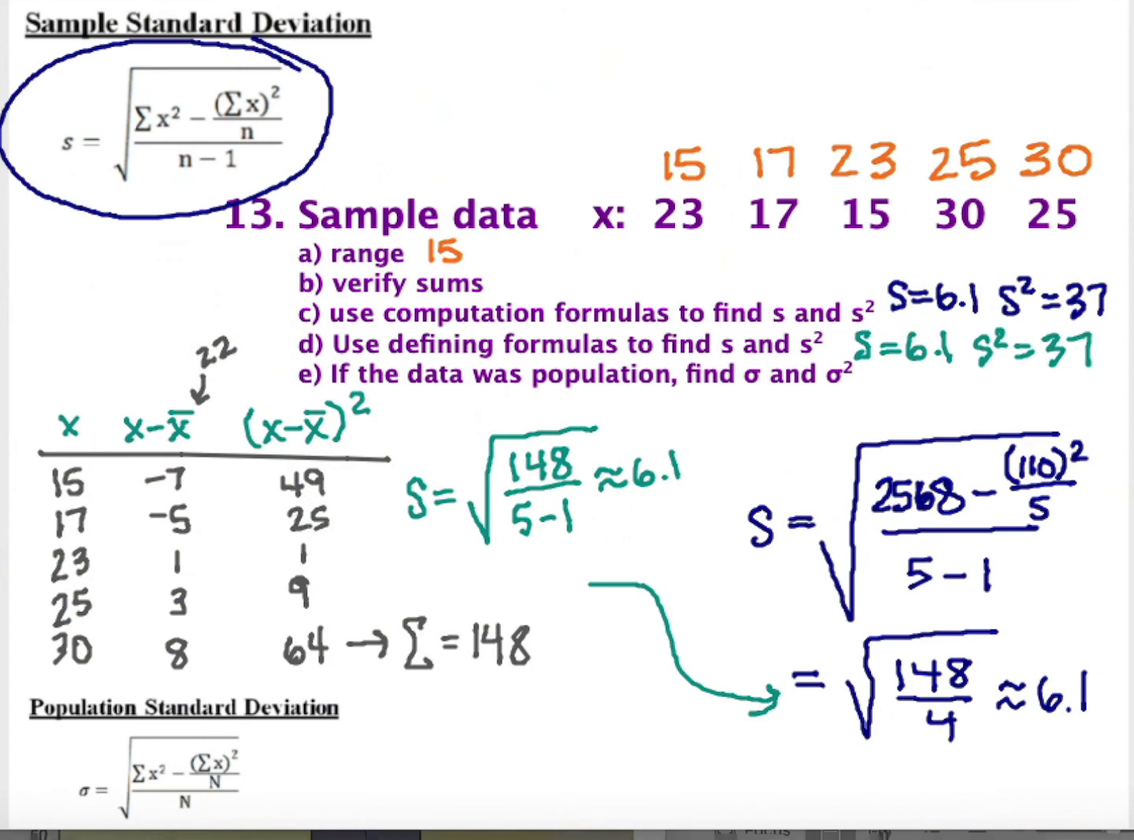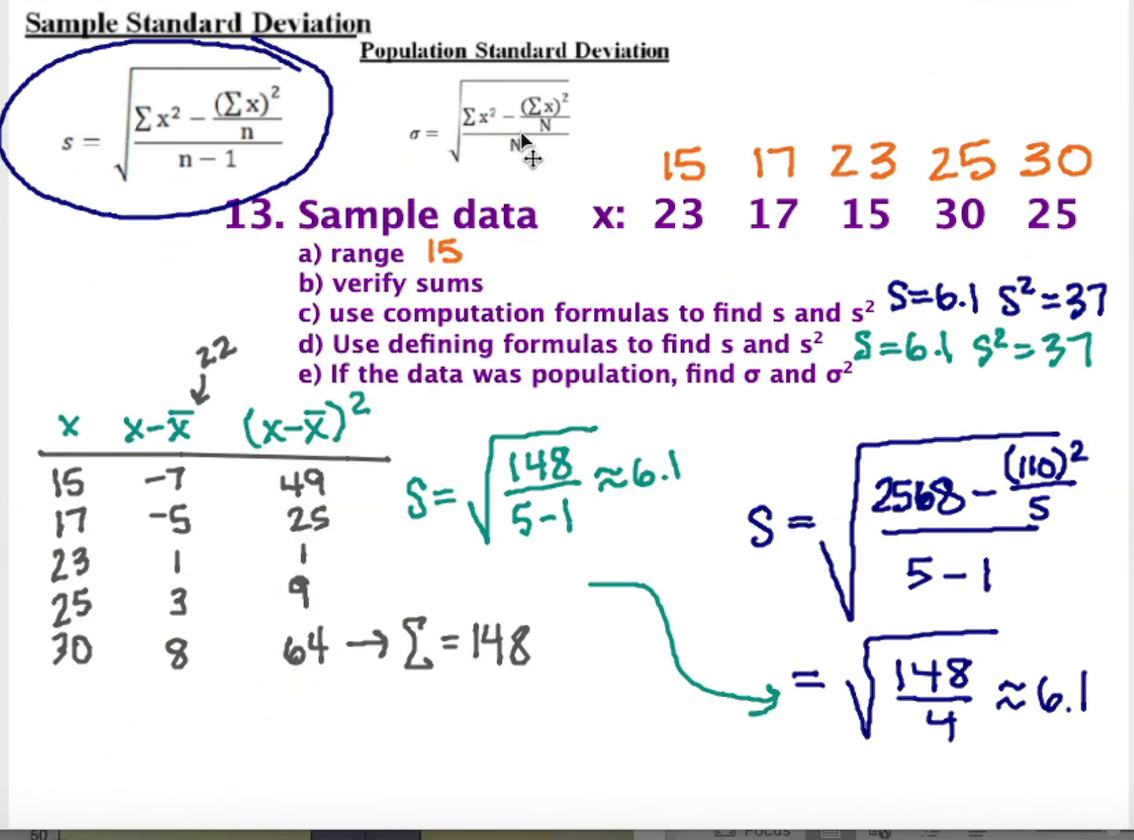And then finally, part E, if the data was population data, if we knew that these were all of the data in the entire population, what would change? And the thing that changes, if you compare the formulas, the only thing that changes is that n. The n is capital because it's population now, but on the bottom we don't divide by n minus 1, we divide by just n. So the only thing that's going to be different for the population standard deviation is that we'll take that 148 and divide by 5, not 5 minus 1.